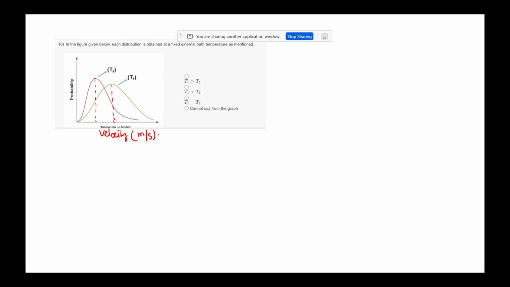The most probability T2. No. Look, the problem is: for which graph is the most probable velocity higher? For this graph, T1. So for T1, the most probable velocity is higher.